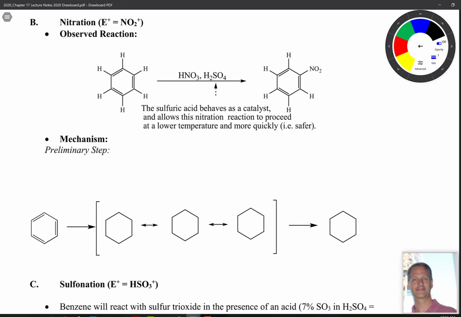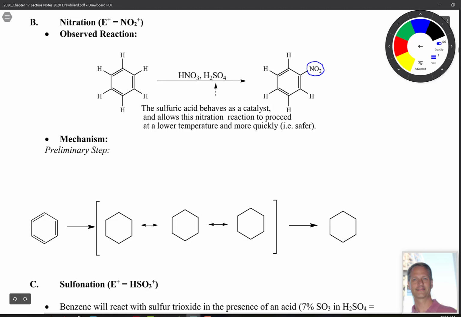Well, let's look at the observed reaction. So we need to make sure we know this. Here you have benzene with nitric acid and sulfuric acid. The sulfuric acid here behaves really as a catalyst. It allows this nitration reaction to proceed at lower temperatures and at a faster pace. In the end, what we get is a nitrated product. We get an NO2 on here.